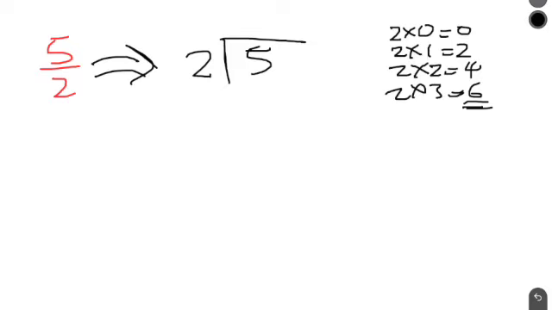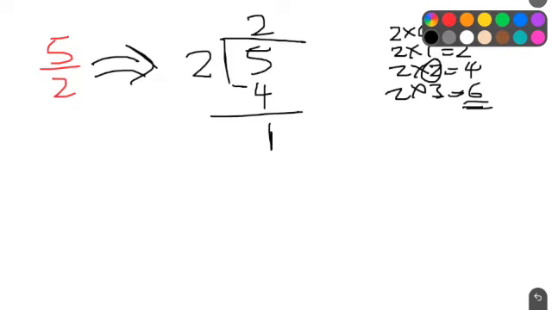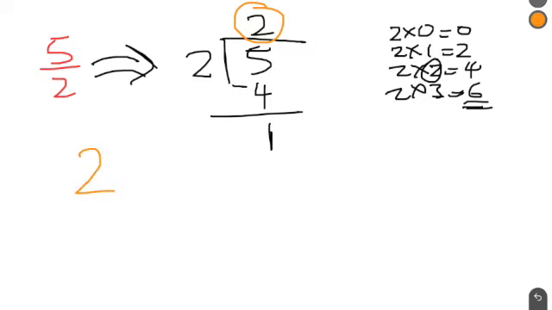So we see that it can't be 3, so it must be a 2. 2 times 2 is equal to 4. When we subtract, 5 minus 4 equals 1. So now what we're going to do is say the whole number, which is the 2, and then the fraction is going to be 1 over 2. Okay, so this is how we convert 5 over 2 to 2 1/2, or convert an improper fraction to a mixed number by just simply dividing.